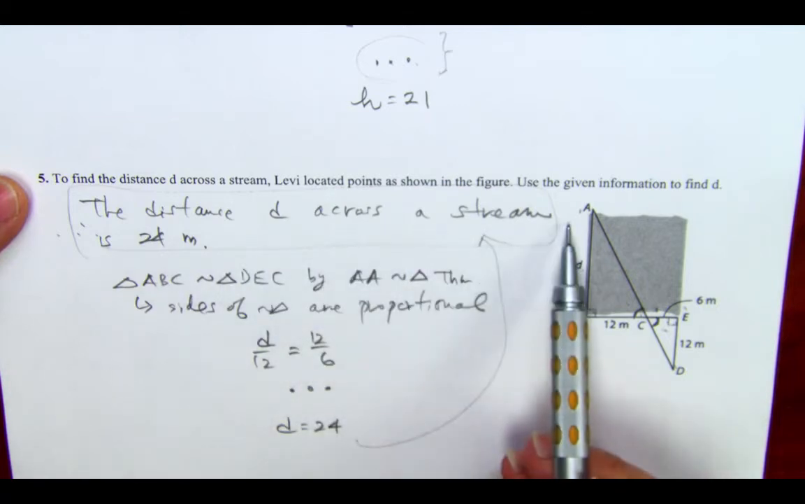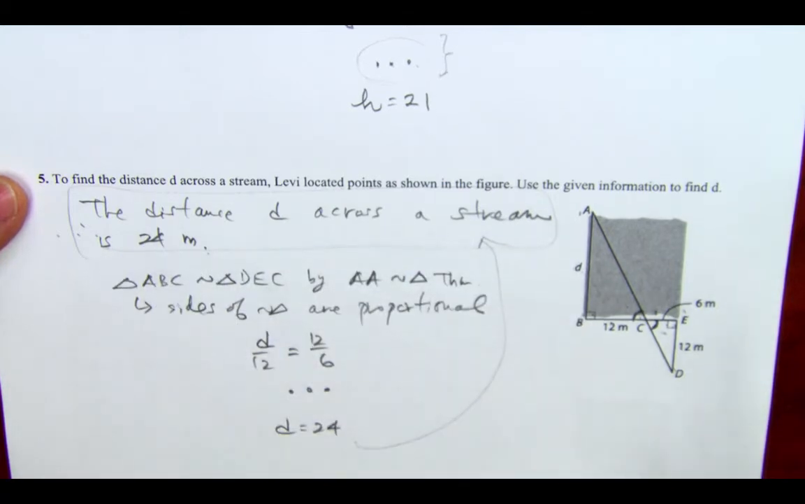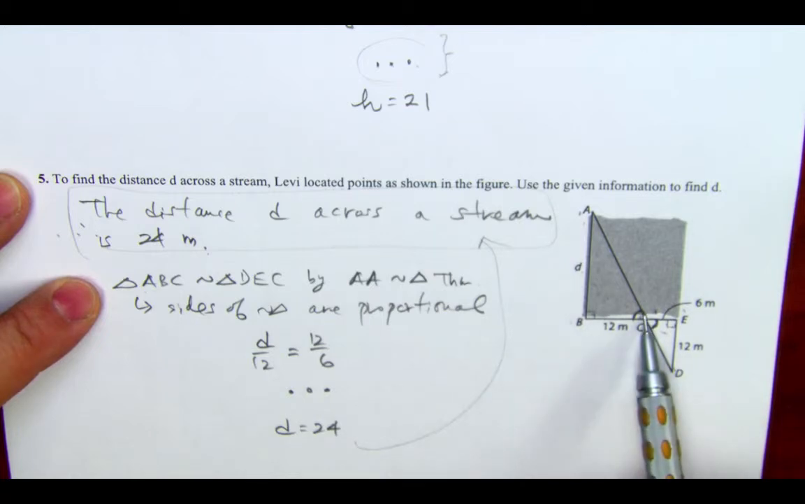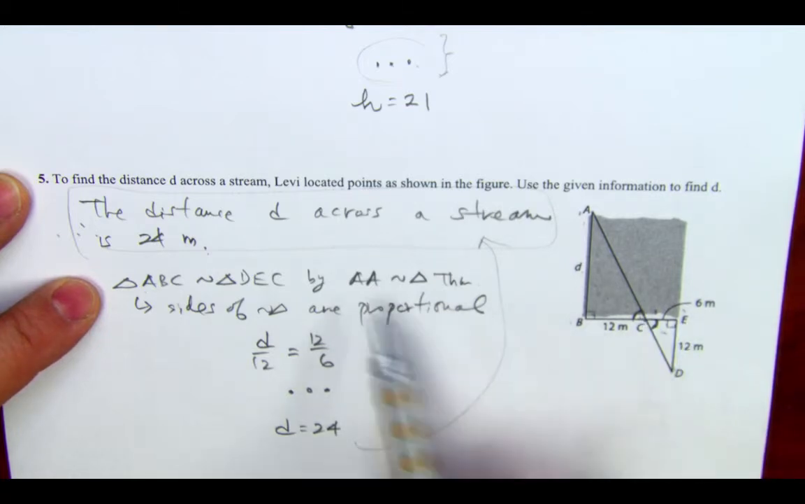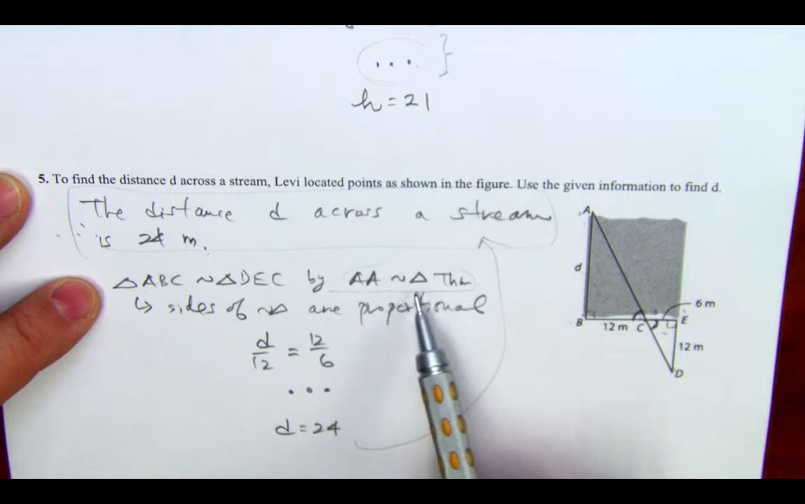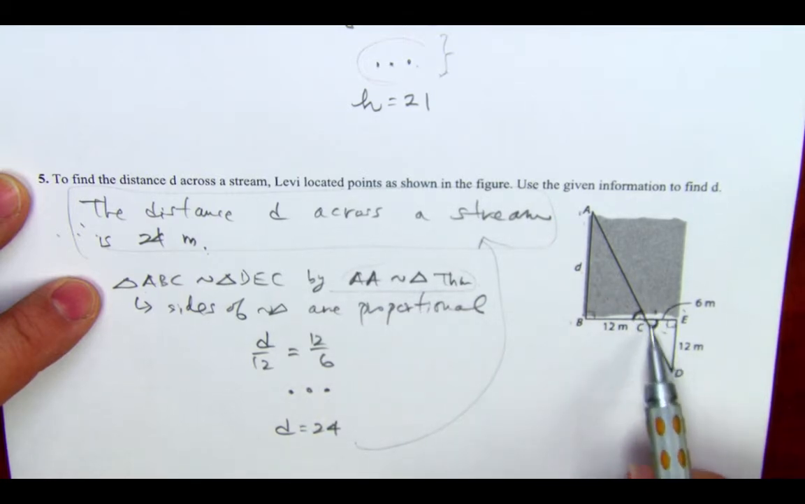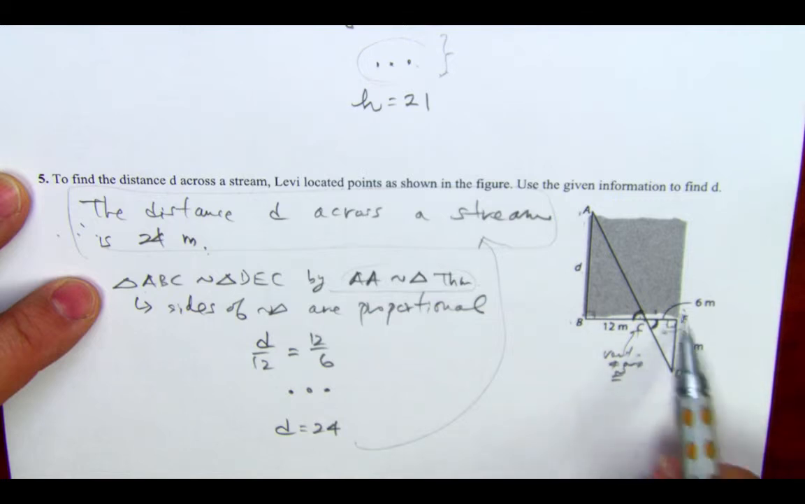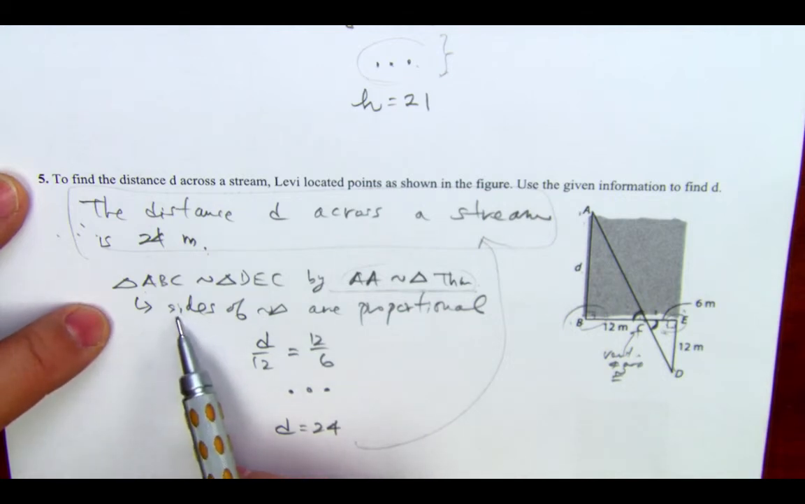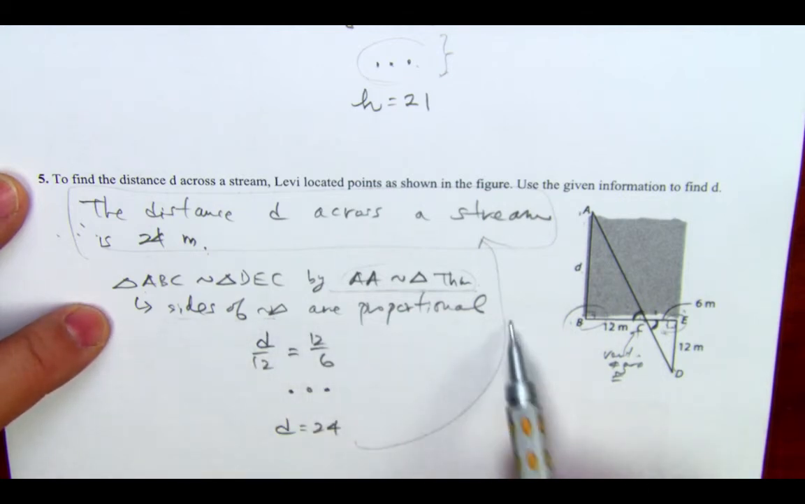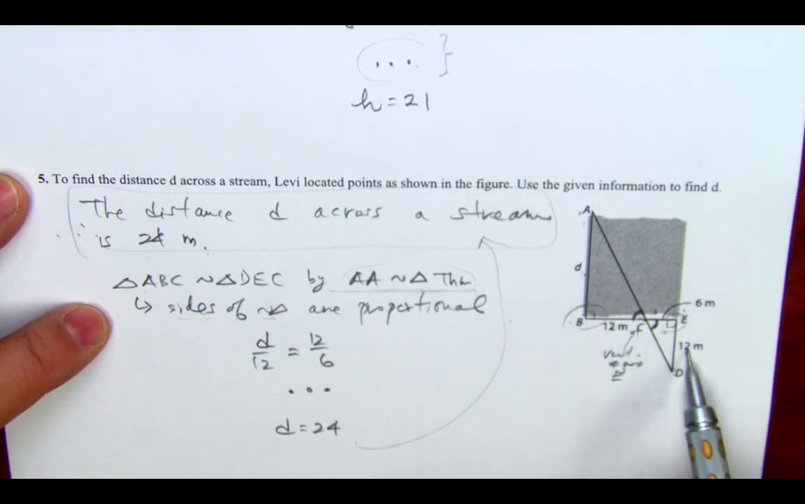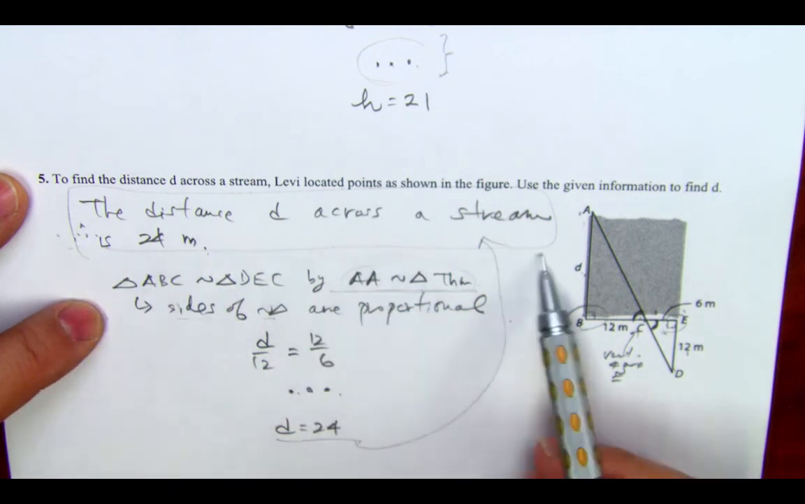And then for number 5, I put the answer on the top. The distance d across the stream is 24 meters. Once again, triangle ABC is similar to triangle DEC by the angle similar triangle theorem, because right here we have vertical angles. Because the vertical angles are congruent, and you've got 2 right angles, guys, right? And that implies that the sides of the similar triangles are proportional, which means that d over 12 is equal to 12 over 6. And the work in the middle would be shown. Therefore, d is 24. And then you would conclude with a full sentence.